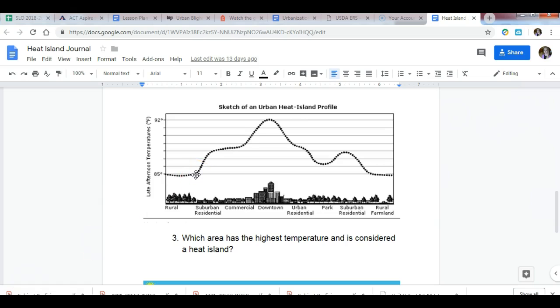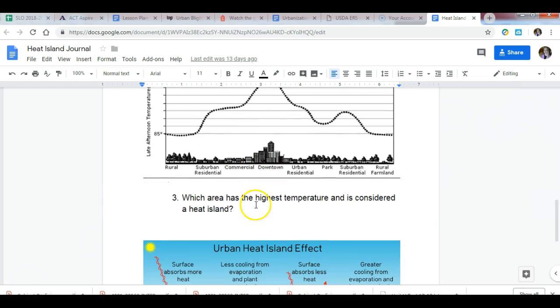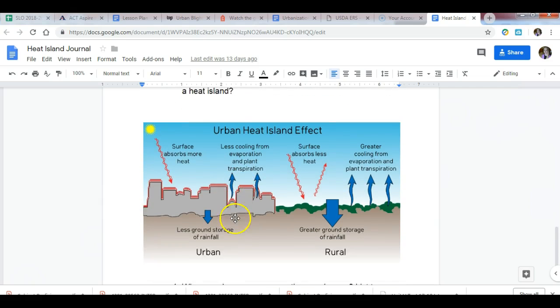Here's a sketch of an urban heat island. This is the profile. On the y-axis, we have the late afternoon temperatures. That's when it's the warmest. We have the rural area, suburban, commercial, downtown, urban, residential, park, suburban, rural farmland. So the highest temperature is where? Downtown. Okay, and we call this a heat island because it's basically its own little island that is hotter than the rest of the areas. So this is a heat island.